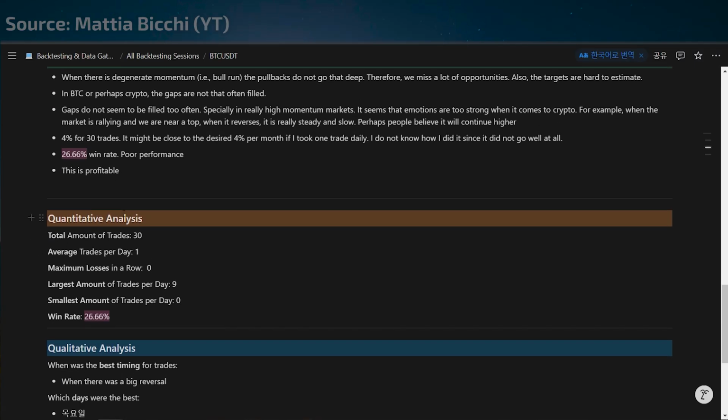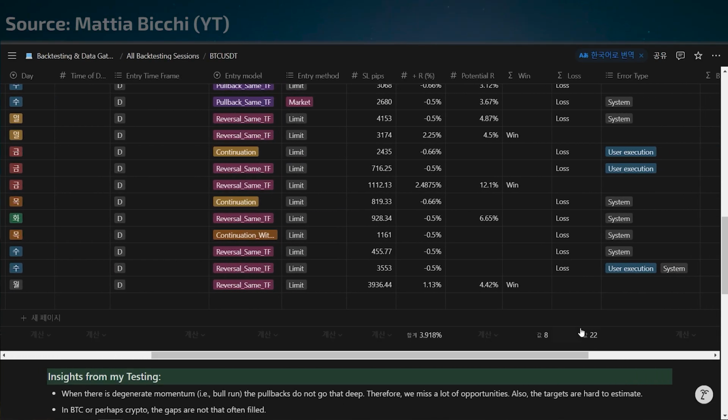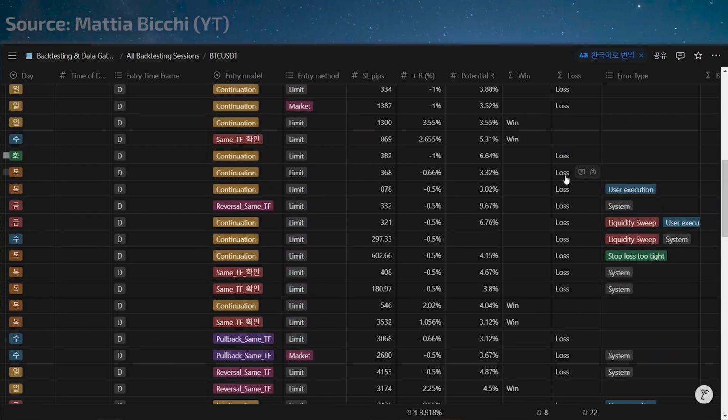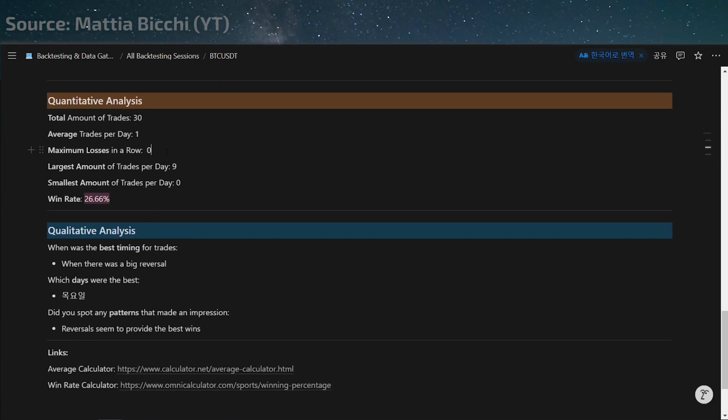We also have a quantitative analysis. In this case, I took 30 trades. I took at least or an average of 1 trade per day. How many losses I had in a row? I didn't count it, but I think it was like 9, man. It was a lot. 1, 2, 3, 4, 5, 6, 7, 8, 9. Yep, it was 9. I do not know why I didn't put it here.